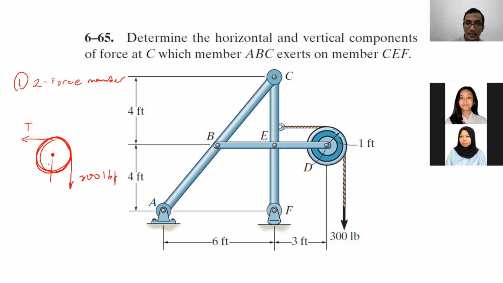But there's reaction forces, yep, the reaction forces. It will be Dy and Dx, right? Yes. Like that. Okay. Using sigma moment at T equal to zero, can you find the value of T there? The radius is 1 foot. So 300 multiplied by 1 minus T multiplied by 1 equal to zero, right?